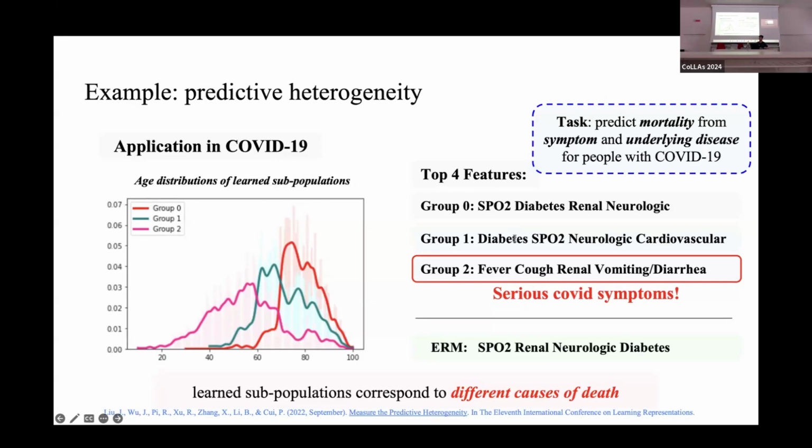That is, if COVID-19 itself is really severe, it will cause death to people of all ages, not only older people. But if we do not analyze data heterogeneity here and just learn one model by empirical risk minimization, we cannot realize this kind of cause, and it may cause death to some younger people.